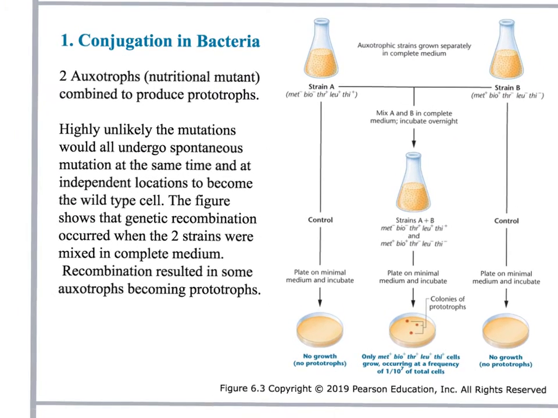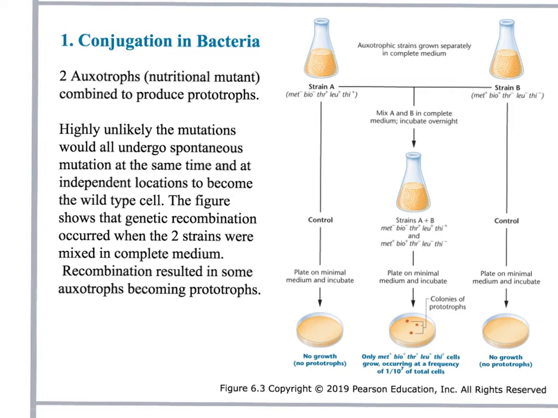So in this case we have two strains, strain A and strain B, and both of them are auxotrophs, or auxotrophic strains, and they're growing separately in their own little containers. But in those strains, if you have many mutations, even three or more, it's really unlikely that they would all undergo a spontaneous mutation at the same time and at all those different independent locations in order to become a wild type cell.